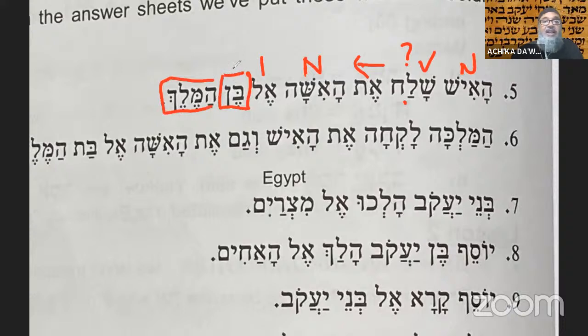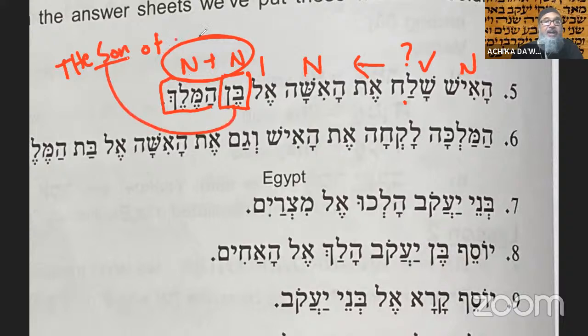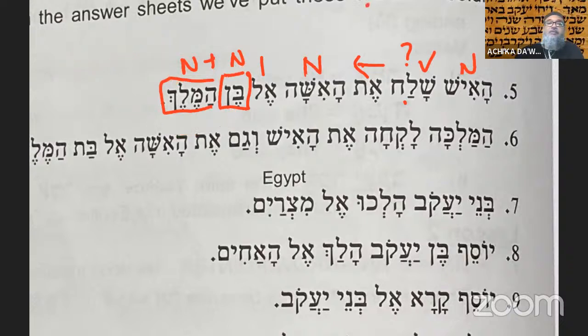So when you got a noun and another noun next to each other, it's called a semi-coup. So it means the blank of. So the son, which is the bane of what? The Hamalek, the king. You guys get that? Let's do the next one.